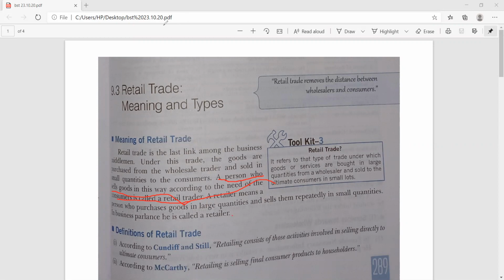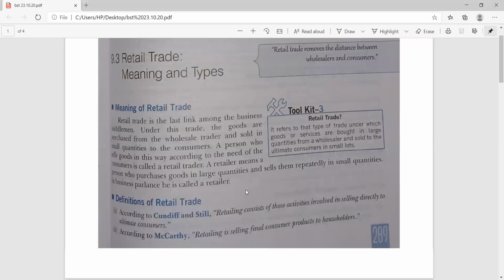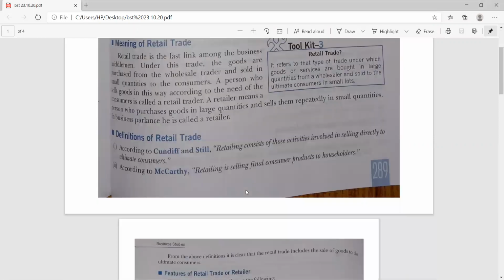I'm just clearing the drawings and using the mouse now. So, learn one of the definitions that you feel is easy. The definition is given by Kandif and Still and McCarthy. Whatever you feel is easy and complete, an appropriate definition, please learn that one.